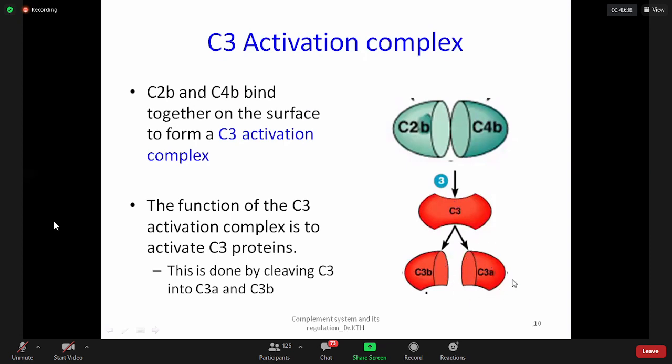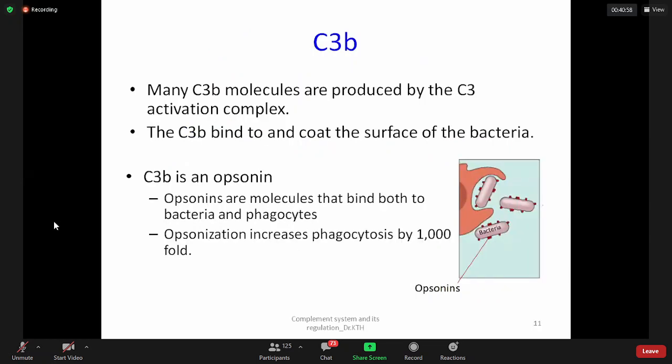And we said this C3A will bind on mast cells, whereas C3B will bind on the pathogenic cells. When a cell is totally covered, the remaining C3B will bind on the C4B2B to form the C4B2B3B, which is a C5 complex. So like you can see, many C3B molecules are produced by the C3 activation complex because you're literally splitting a lot of C3 to C3A and C3B, okay?